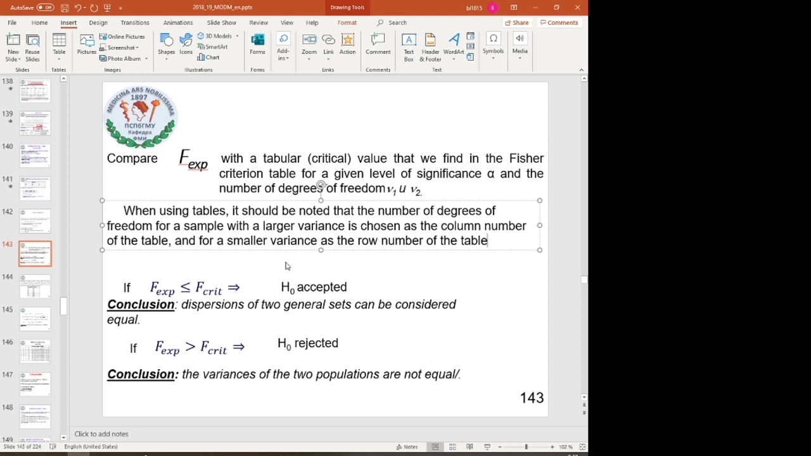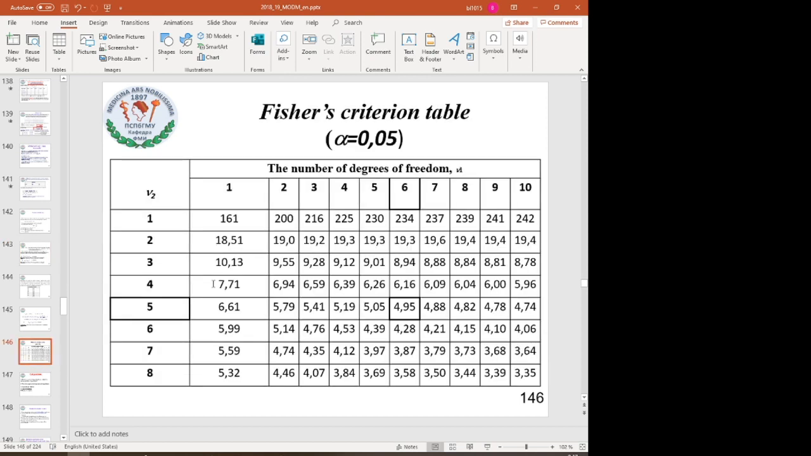Let us look more carefully at the critical table for the F criterion. It's a little bit unusual for us because we don't have a significance level as the head of columns. One whole table is for the significance level of 0.05, another table for the significance level of 0.01 and so on, and a third table for the significance level of 0.001.